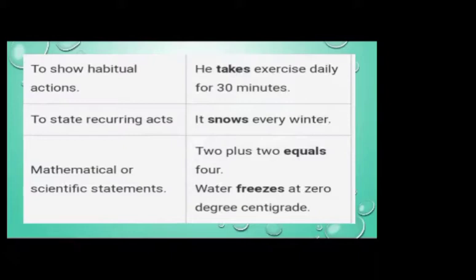To state mathematical or scientific statements. Like 2 plus 2 equals 4. This is a mathematical statement and it will not change. It won't become 5. Okay? And the scientific statement, water freezes at 0 degrees centigrade. Now, at 0 degrees centigrade, the water will freeze.